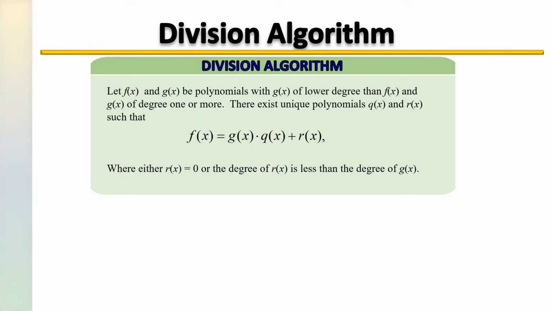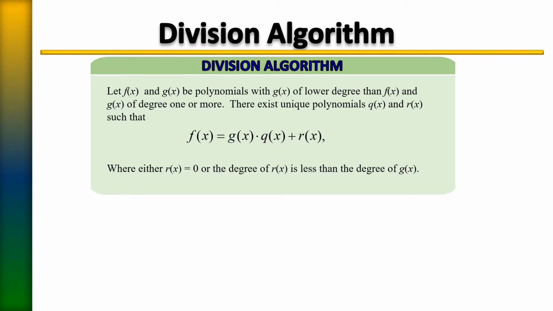Let f of x and g of x be polynomials with g of x of lower degree than f of x, and g of x of 1 degree or more. There exist unique polynomials q of x and r of x such that f of x equals g of x times q of x plus r of x, where either r of x equals 0 or the degree of r of x is less than the degree of g of x.